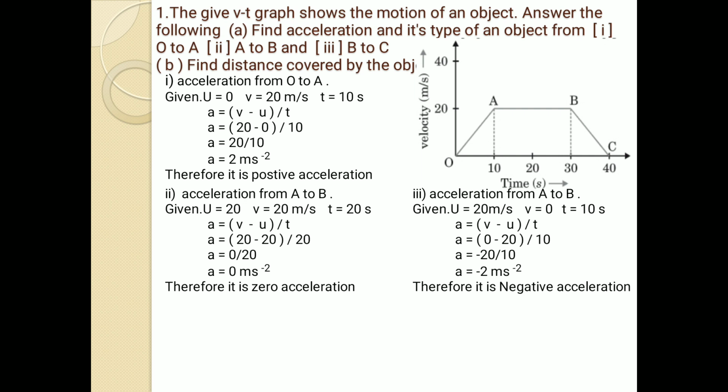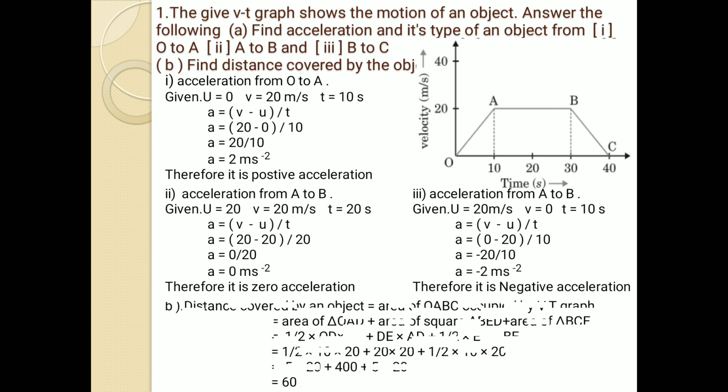Because velocity is decreasing. Next, part B, we have to find out the distance covered by the object. How to find out the distance covered by the object? Here I have found the distance covered by the object. The distance covered by the object is nothing but the area of OABC occupied by the velocity time graph. Is it right? So we have to find the OABC area. How to find that area? It looks like a trapezium, so by using the trapezium formula itself we can find it, or else we can split this graph.